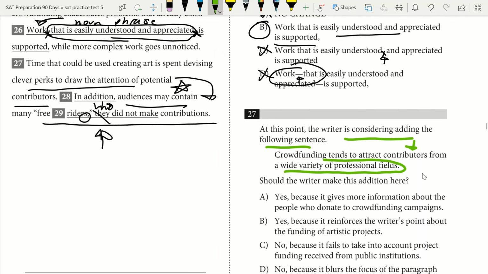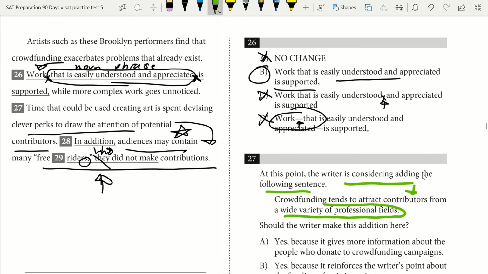Well, let's take a look at this paragraph, and it'll give you a little bit more insight into what the passage is about as well. So we have artists such as these Brooklyn performers find that crowdfunding exacerbates problems that already exist. Work that is easily understood and appreciated is supported, while more complex work goes unnoticed. Okay, at this point, I'm told that the writer is considering adding the following sentence. Crowdfunding tends to attract contributors from a wide variety of professional fields. Okay, so right there it doesn't make sense already, but in this case, I'm going to read on.